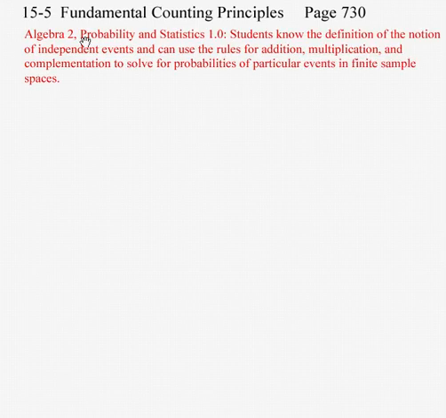In chapter 15, section 5, we're talking about the fundamental counting principles, and this is addressing state standards for Algebra 2, the probability and statistics standards 1. Students need to know the notion of independent events and can use the rules for addition, multiplication, and complementation to solve for probabilities of particular events in finite sample spaces.